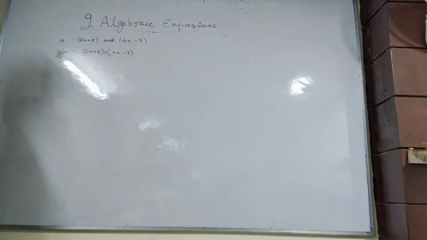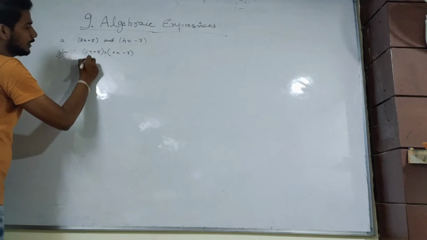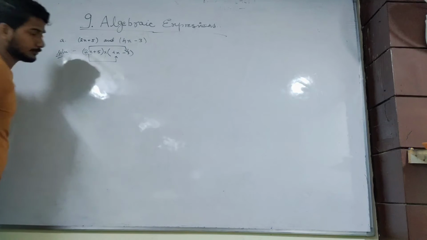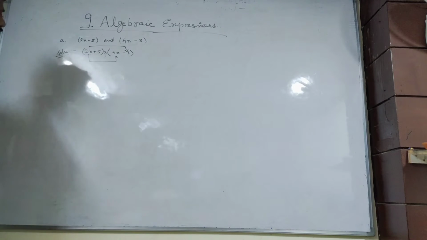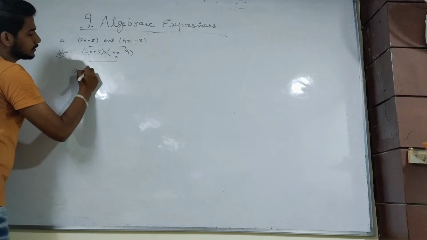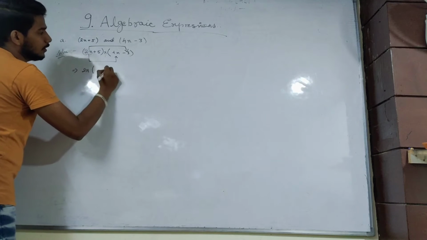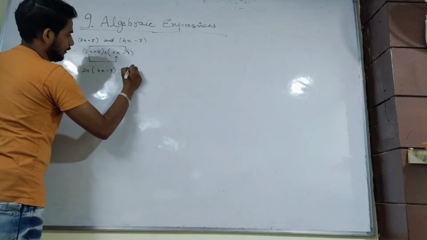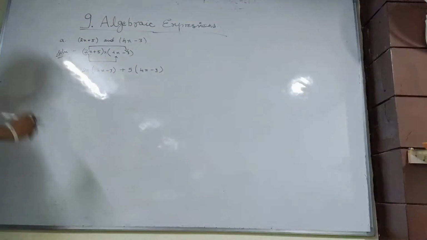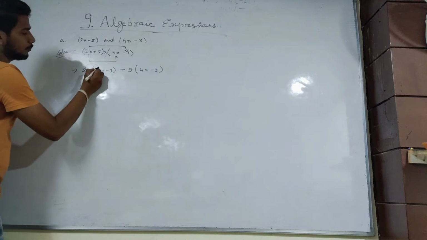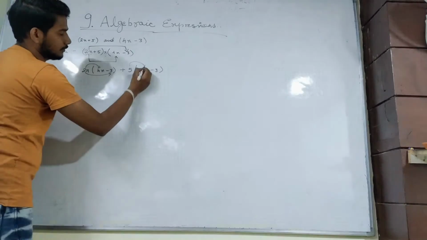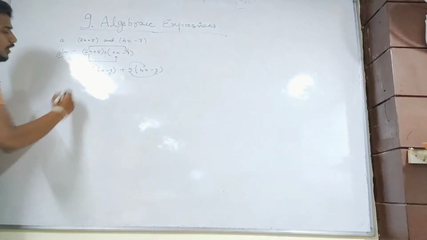After that, this 2x has to be multiplied by 4x and the same 2x will be multiplied by minus 3. And the same we have to do with 5 also. So without wasting time, 2x is multiplied by 4x minus 3, plus 5 bracket 4x minus 3. Now it is simple multiplication. First we multiply 2x by 4x and then by minus 3, and 5 will be multiplied by 4x and then by minus 3.